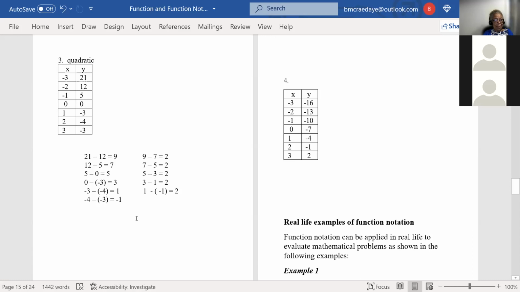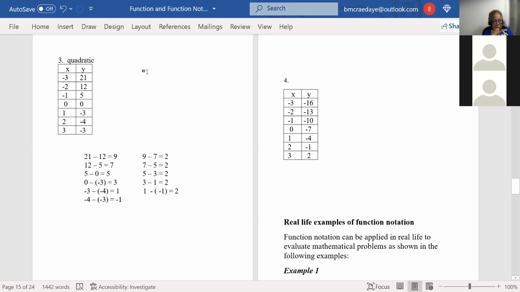And then I take these differences and I go from 1 to 2. 9 minus 7. 7 minus 5. 5 minus 3. 3 minus 1. And 1 minus a minus 1. And in all cases, I get a 2. So that second difference, the second differences are all the same. That makes it quadratic.